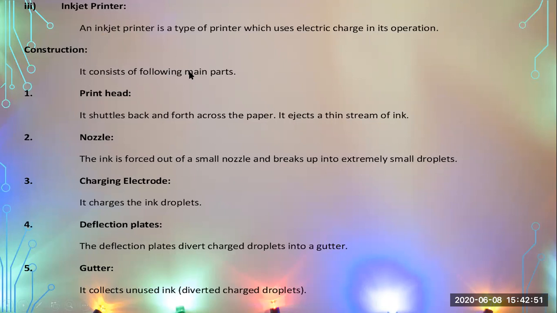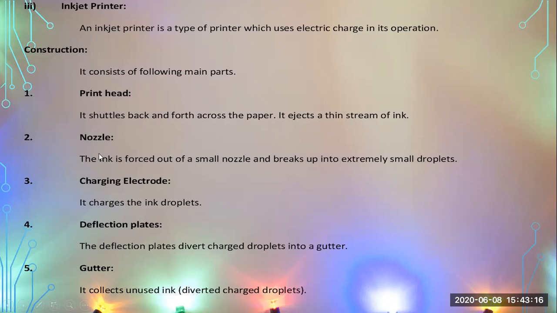Number one, it consists of the following main parts. Number one is the print head. It shuttles back and forth across the paper. It ejects a thin stream of ink closer to the paper. This portion is the print head, which shuttles back and forth across the paper and ejects a thin stream of ink.